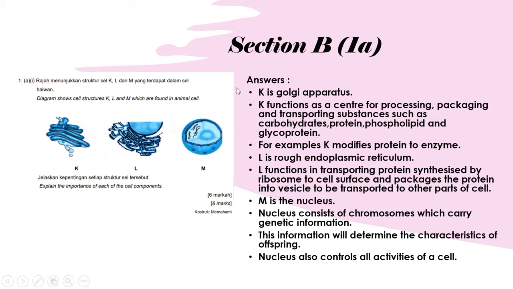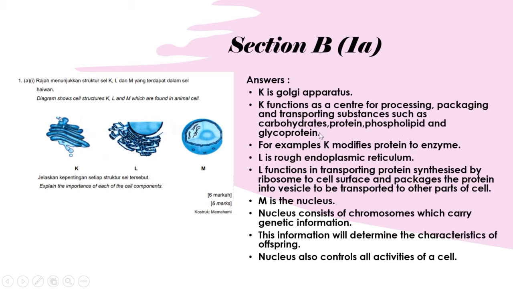All right, so we go to the answer scheme here. We go to the first one. You have to explain one by one. K first. K is a Golgi apparatus, 1 mark. And then you have to mention the function of K. K functions as a center of processing, packaging, and transporting substances such as carbohydrates, protein, phospholipid, and glycoprotein.